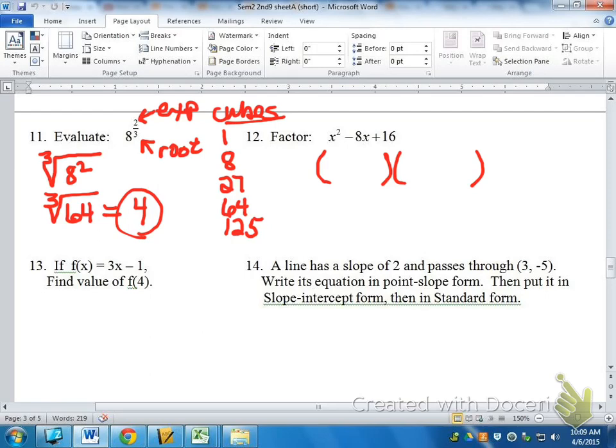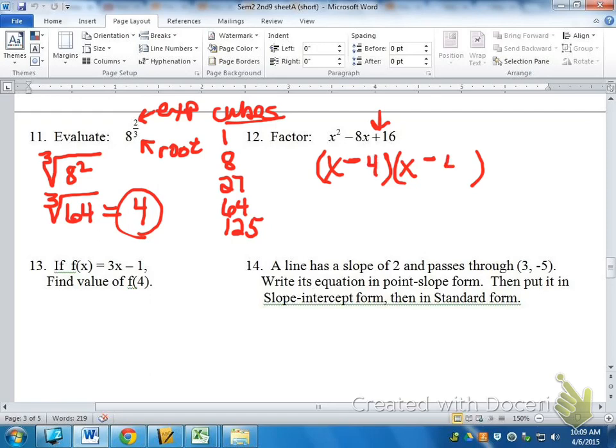X squared, what do I put in my parentheses? X and x. Okay, that plus sign in front of the 16 tells me what? They're going to be the same. The signs are the same, and what sign are they? Negative. Yep. Factor pair of 16 that adds up to 8.